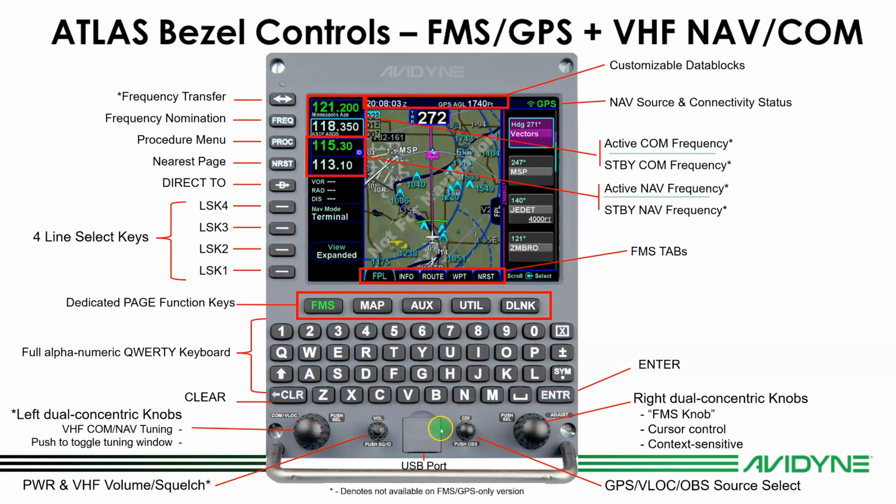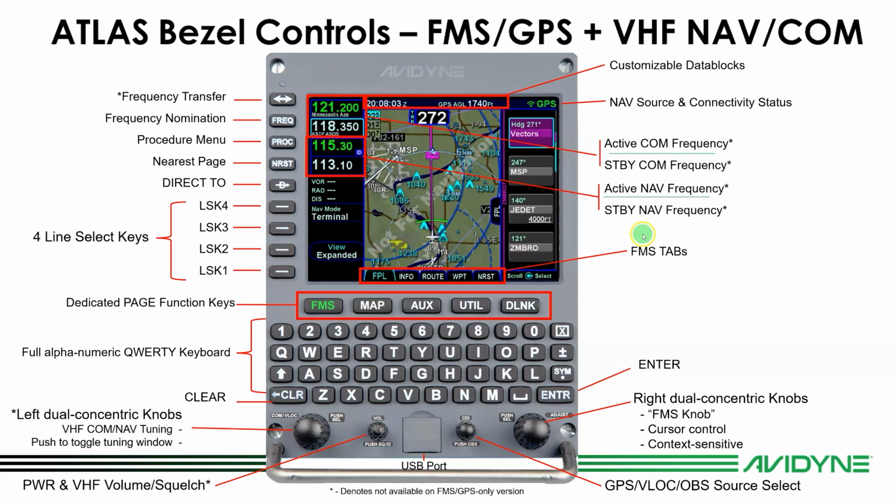Here's our GPS, VLOC, OBS source select knob. Here's our dual concentric knob on the right side. I call it the FMS knob. You'll find it very useful for doing things like entering flight plans. If you're on the map page, it'll be the range for zooming in and out. So it is context sensitive based on what page you're on. Here's the enter key. Pushing on the FMS knob is the same as hitting the enter key.